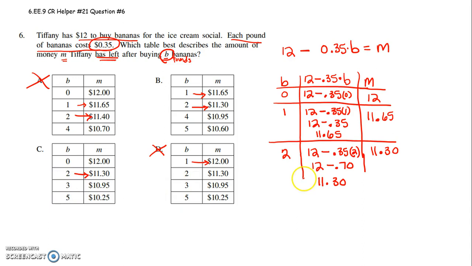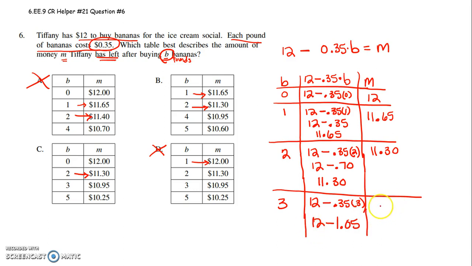Let's check for 3 pounds. If I choose to buy 3 pounds of bananas, I take my $12, I subtract off 35 cents 3 times. 3 times 35, is that $1.05? Let me just check. 0.35 times 3. Yep, we have to subtract off $1.05. 12 minus $1.05 better give me $10.95. Agreed? 12 minus $1 gives me 11, minus 5 more cents is $10.95. So across from 3, I have $10.95.